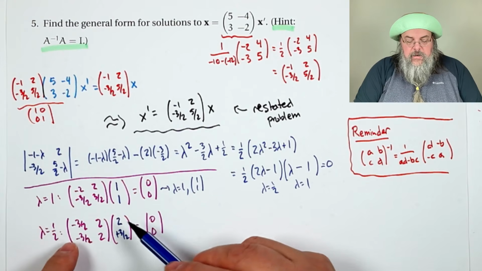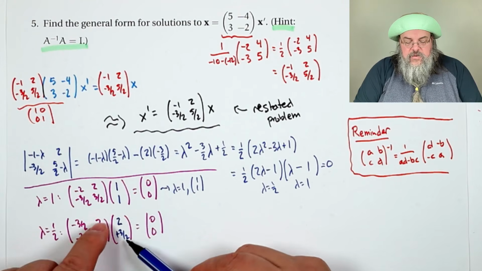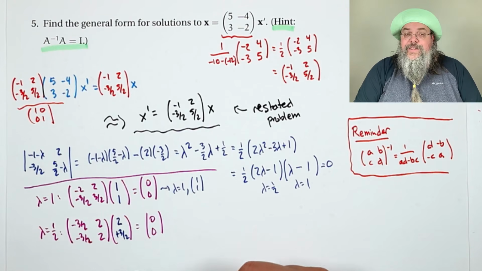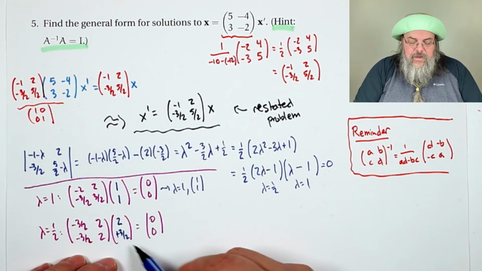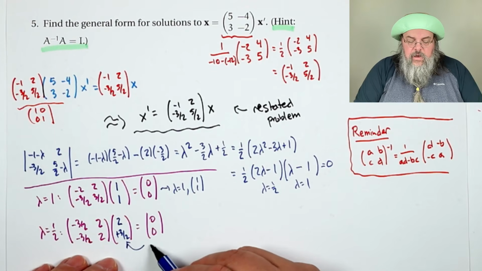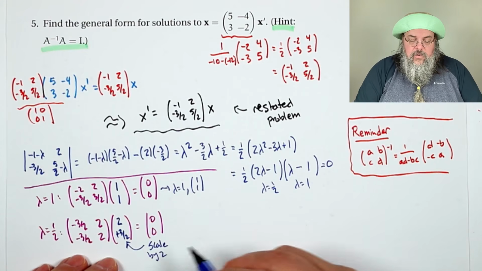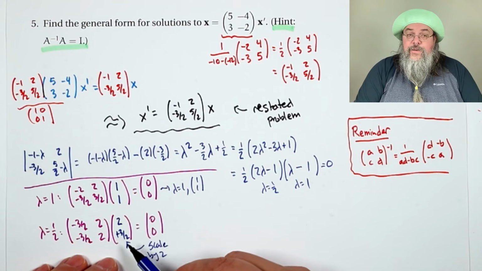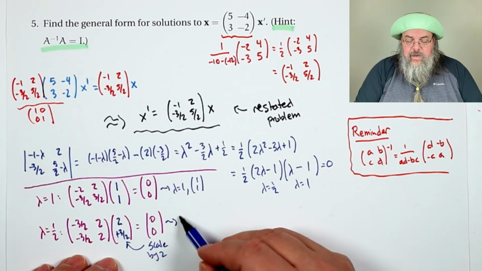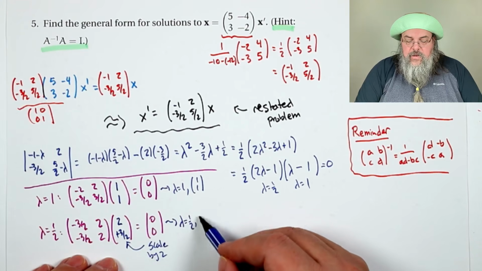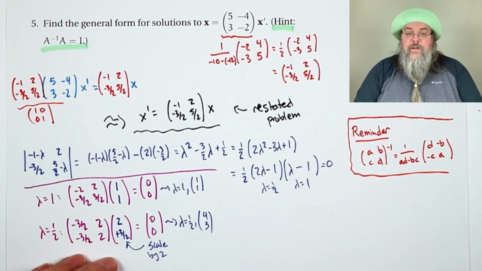And let's check. We get a minus 3 plus 3, minus 3 plus 3. And, well, if you don't like fractions, we could say, let's scale. And we'll scale by 2. So that would give us 4, 3. So for lambda equals 1/2, we get 4, 3.